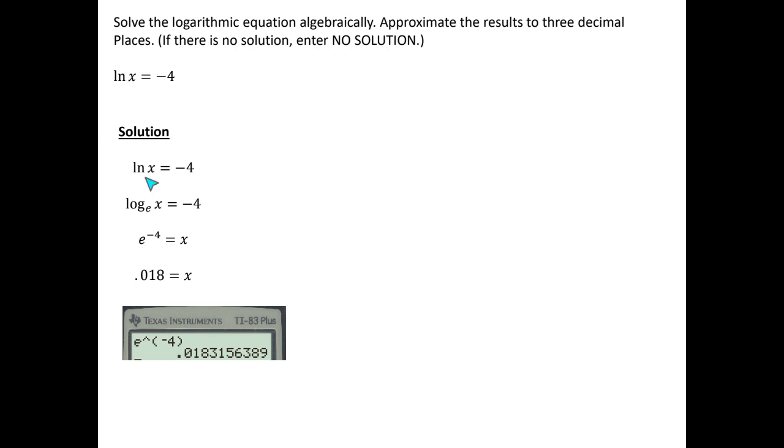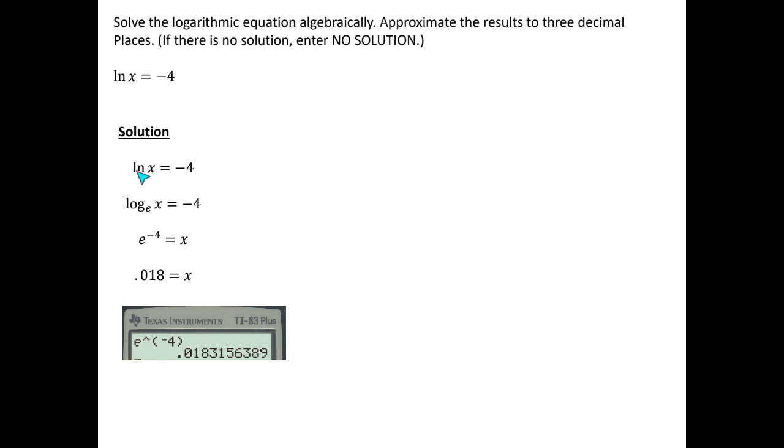Okay? So natural log, remember, is the same as log base e. And then if I want to change this to exponential, the base is e. The log is always equal to the exponent. So this log is equal to negative 4. So that's going to be your exponent. And so then we can use our calculator and enter e to the negative 4, which came out to 0.018. Okay, so anytime you see natural log, you can write it as log base e.